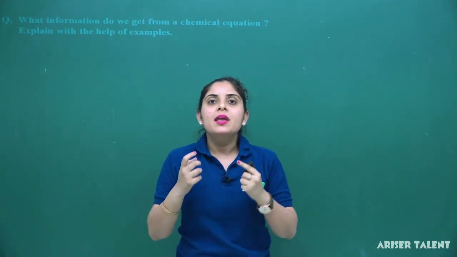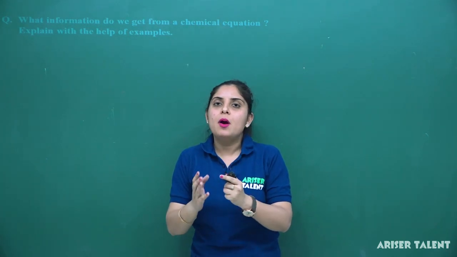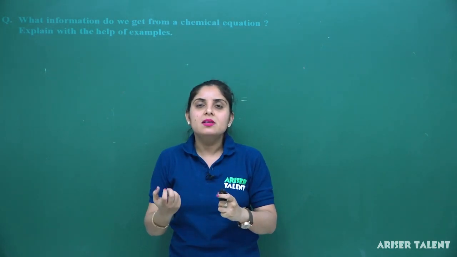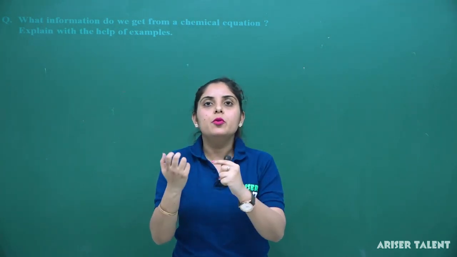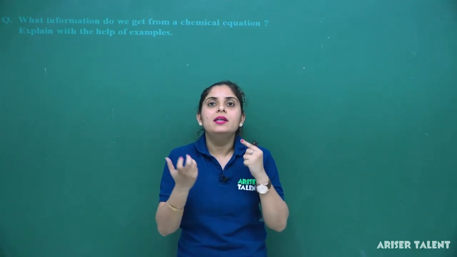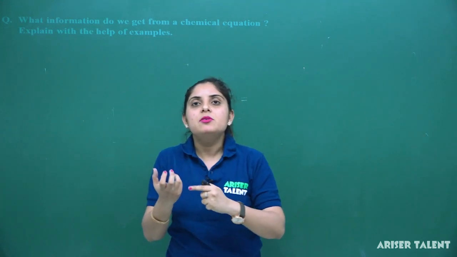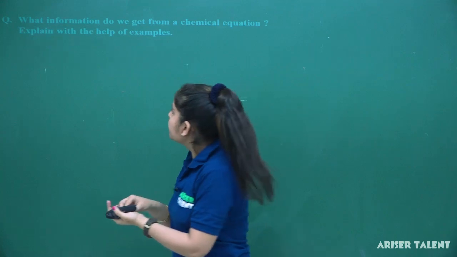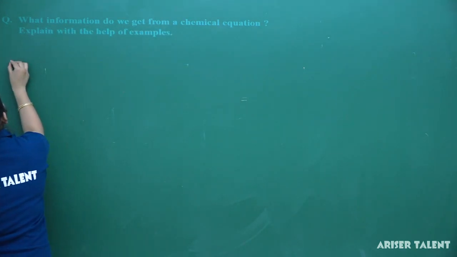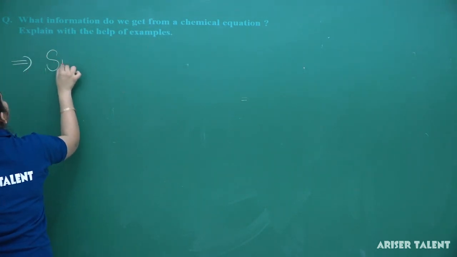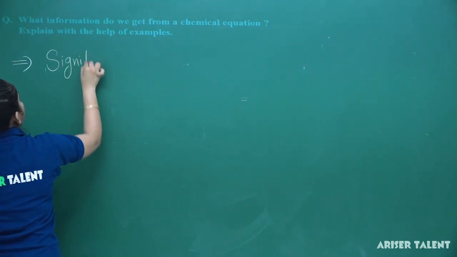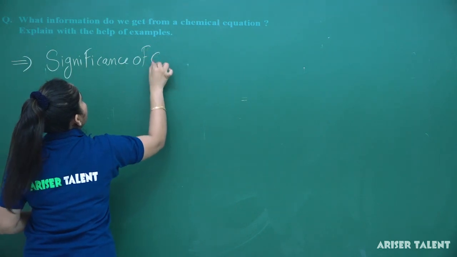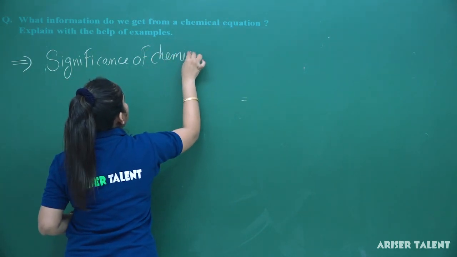So firstly, a chemical equation tells us about the nature of the element, it will tell us about the number of atoms, it will tell us about the reactants and products, it will also tell us about the temperature condition, and it helps to identify what sort of chemical equation it is. So what information do we get from a chemical equation? So we have to write the significance of a chemical equation.